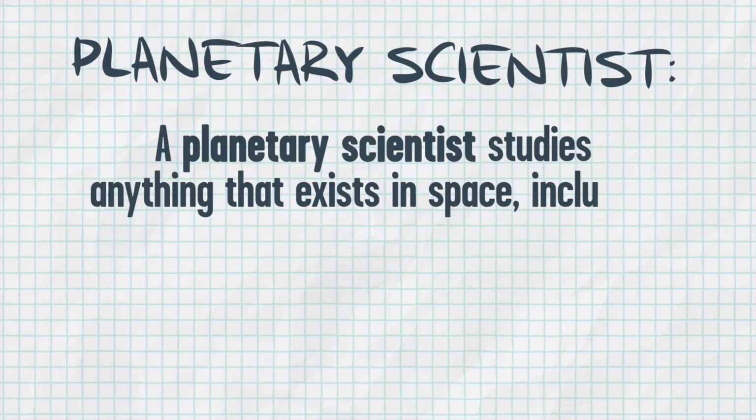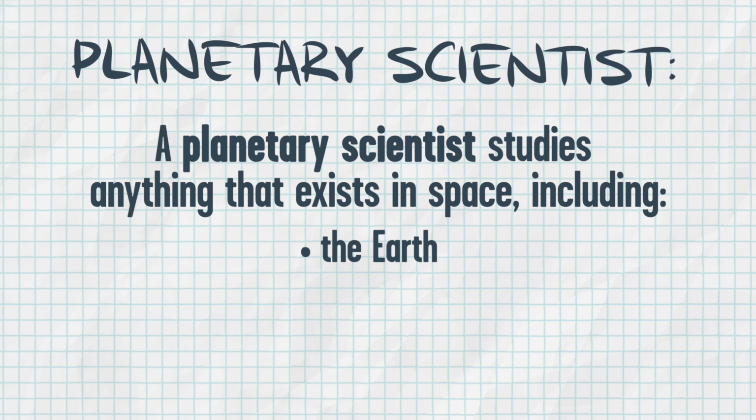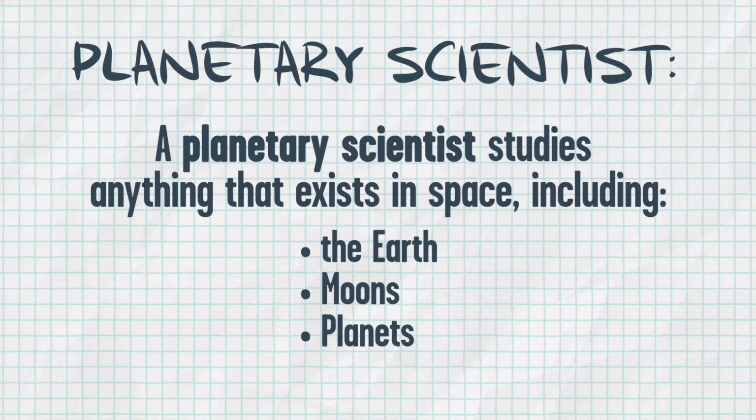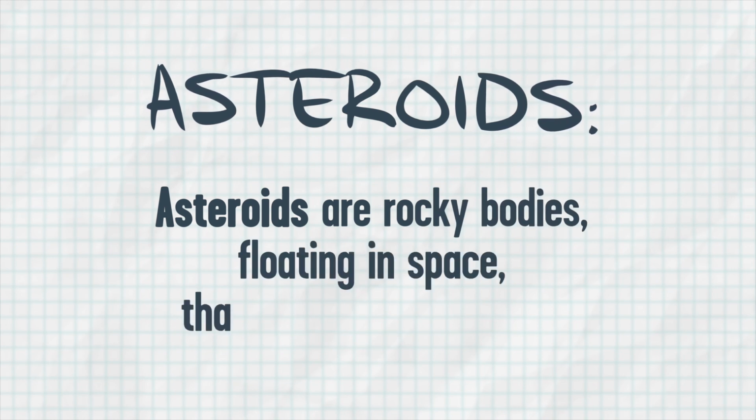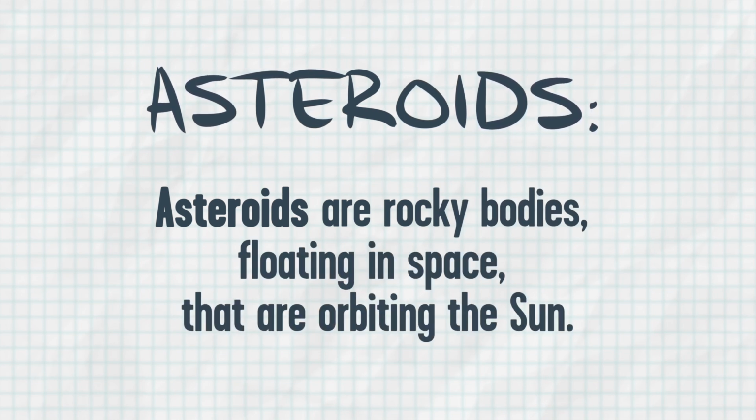A planetary scientist is someone who studies pretty much anything that's in space, including our Earth, moons, other planets, and even stars. One of the main parts of my job is to study asteroids and how they impact the moon. Asteroids are rocky bodies floating in space that are orbiting the sun.